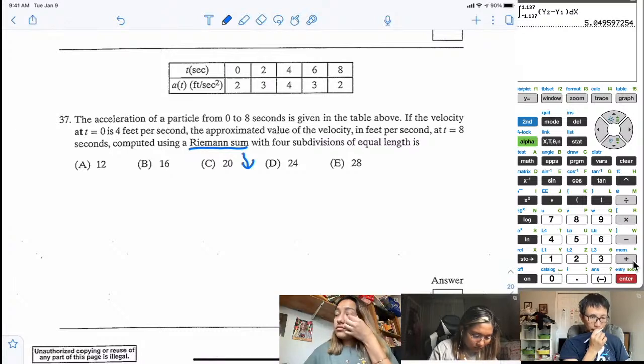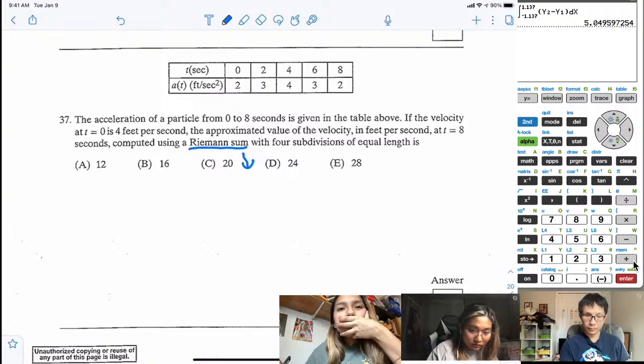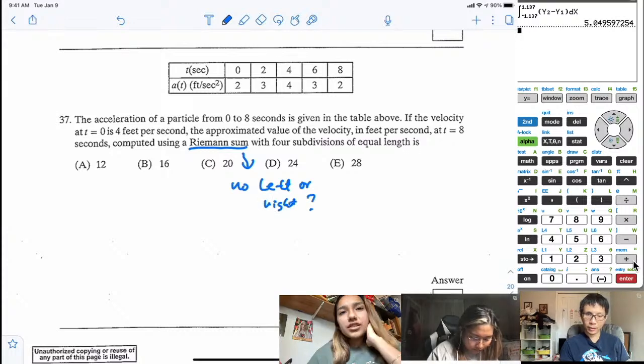But what else is important? The acceleration and velocity. They give you acceleration, yes, and they want to look for the velocity. They're looking for the value of velocity, right?